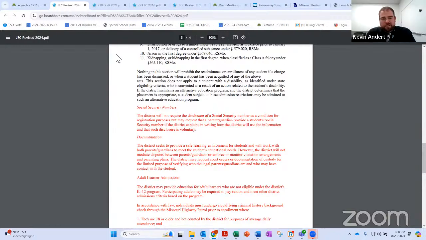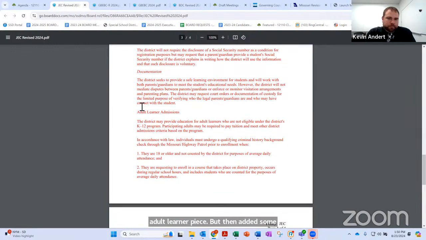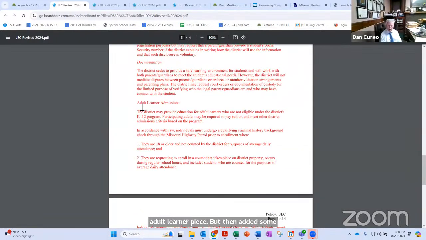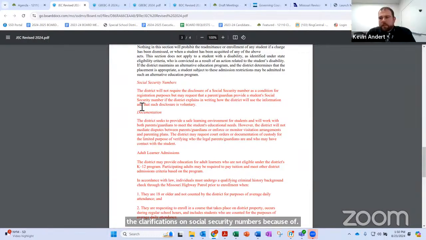And then JEC here, this is just that continuation of the adult learner piece, but then adding some clarification about social security numbers. Why the clarifications on social security numbers? Because of data breaches? Data breaches is one. It's become a big piece.